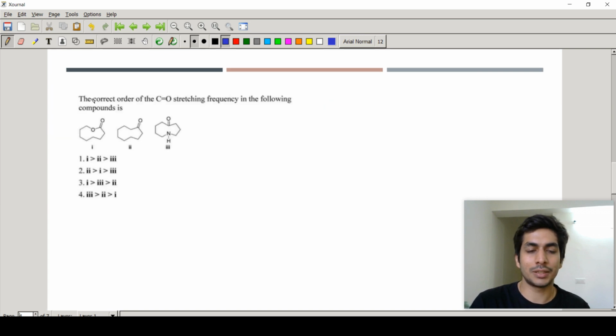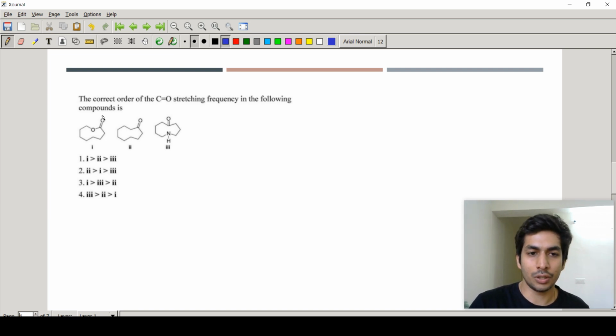Now the next question says that the correct order of CO stretching frequency in the following compounds is, and these are the 3 compounds given. All of you know that whenever you are preparing for CSIR NET, you should know the stretching frequencies of various carbonyl groups. Over here this is a bit tricky. How it is tricky, I'll just tell you.